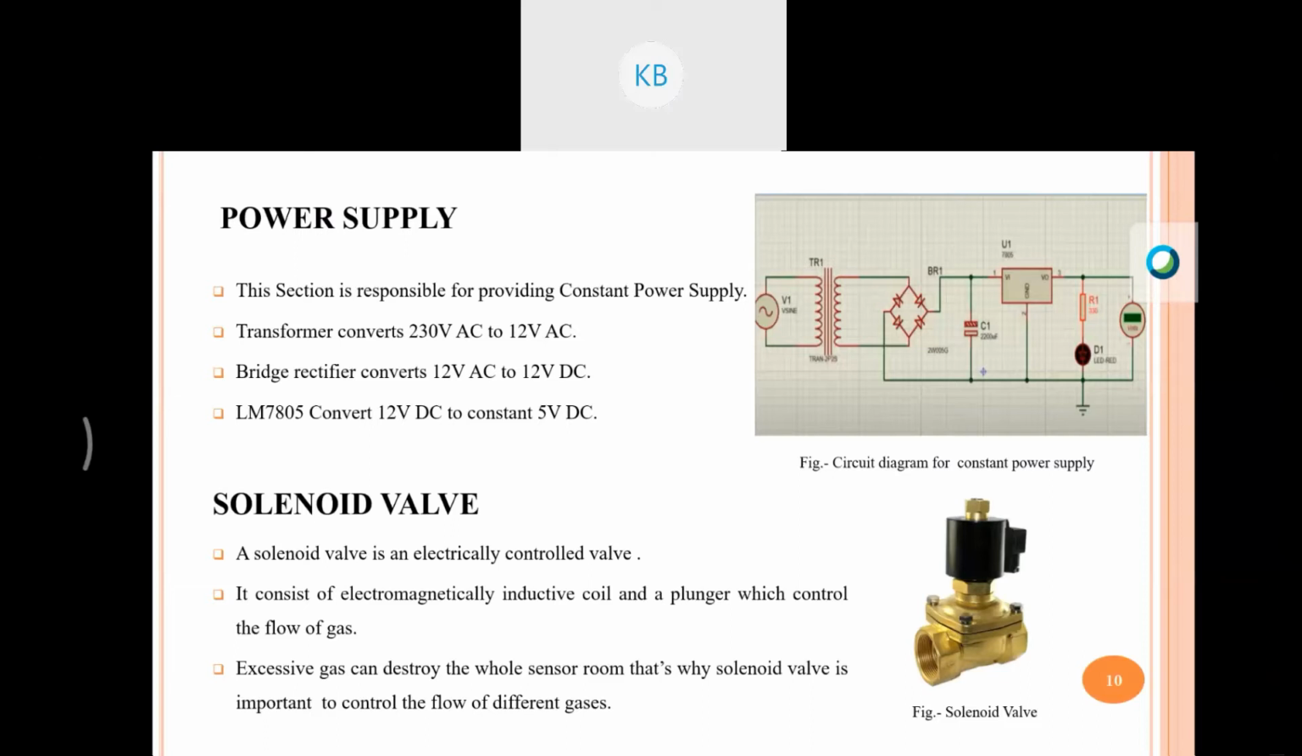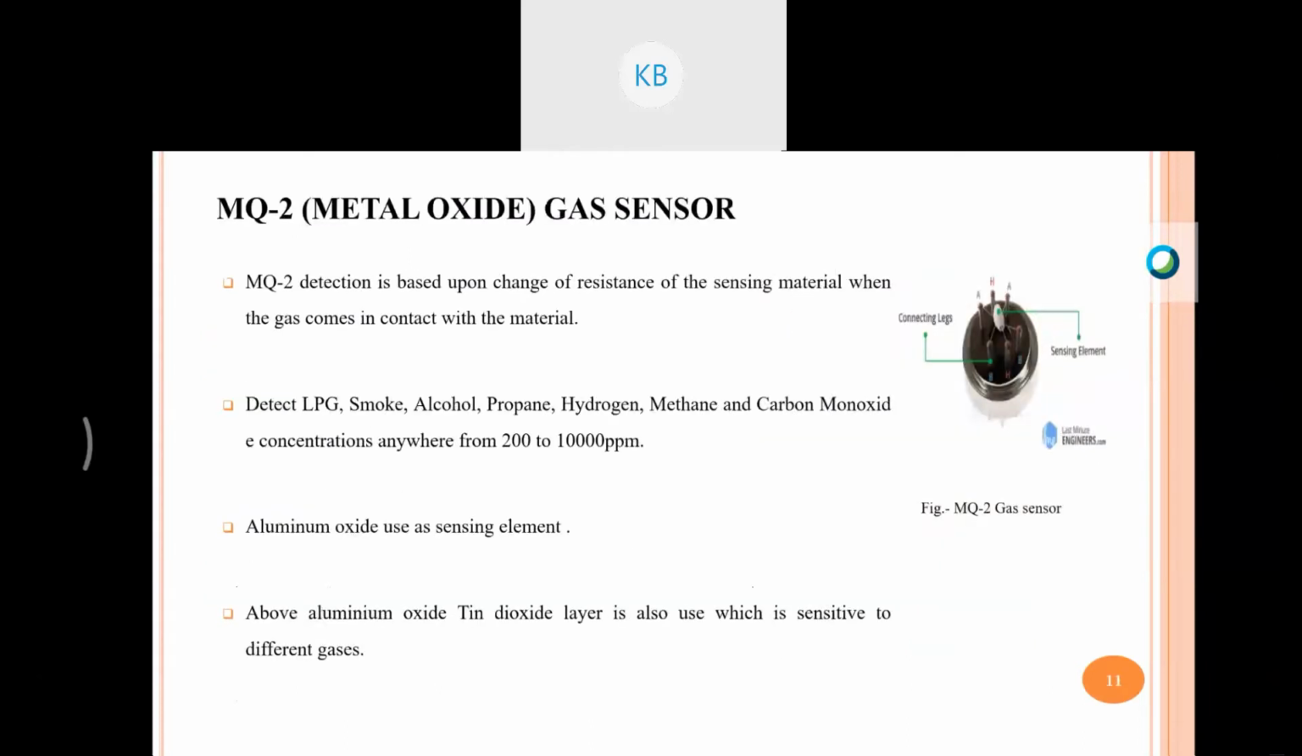Next, we have used a solenoid valve. A solenoid valve is an electrically controlled valve. The main purpose of this solenoid valve is to control the flow of gas to the gas chamber. If too much gas goes into the gas chamber, it may fail to read the accurate amount. So we need to use a solenoid valve. Next slide, please. And our main component here is the gas sensors.